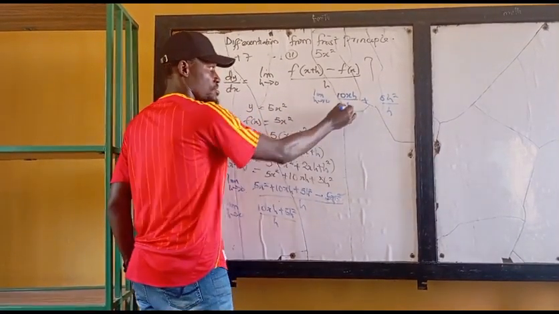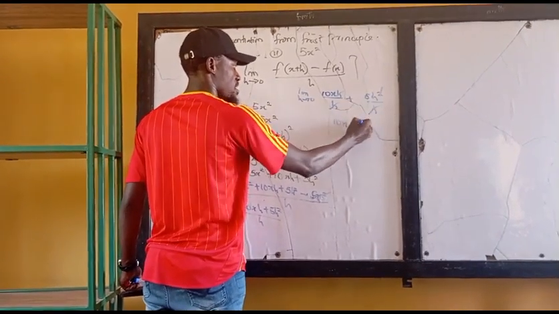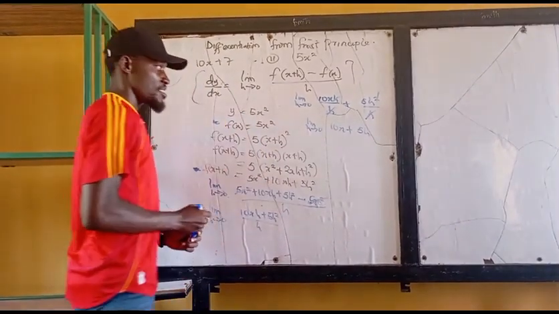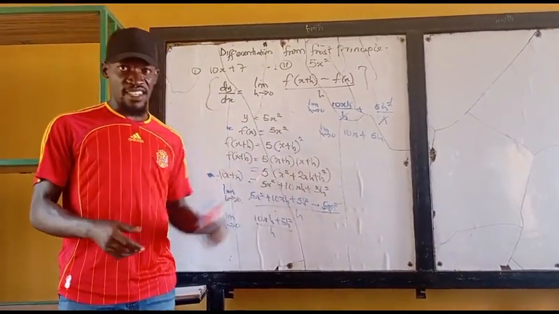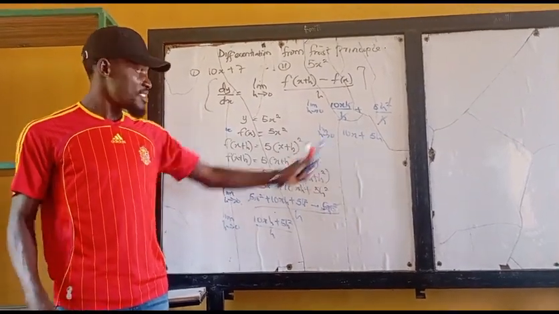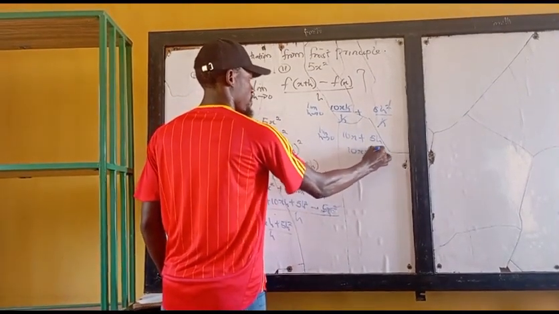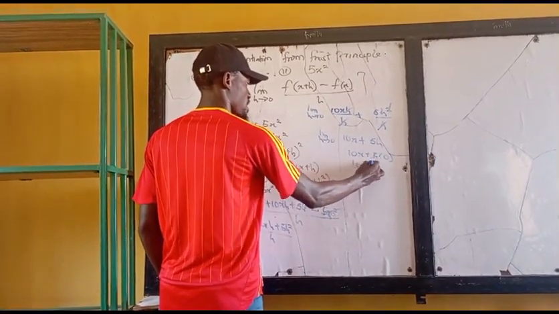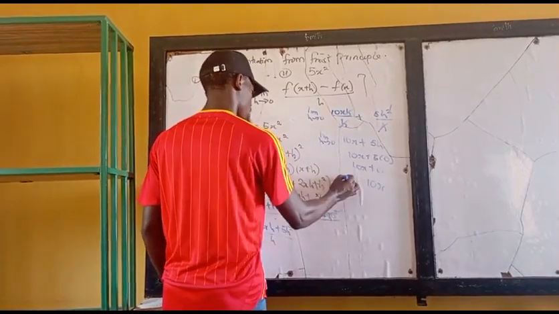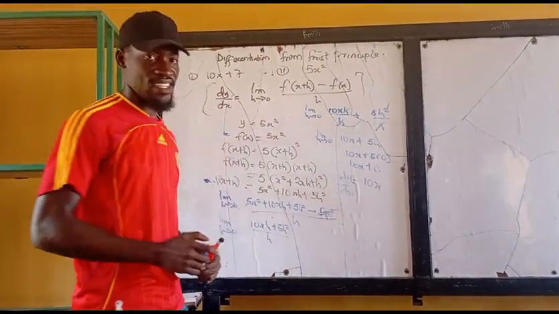Now I can cancel out h, and we are left with 10x plus, cancelling one of each h, 5h, limit as h tends to 0. After cancelling, what's the next thing? Wherever you see h in the equation, just put 0, since h is tending to 0. So we are going to have 10x plus 5 times 0. 5 times 0 is 0. 10x plus 0 gives us 10x. Therefore the derivative of 5x squared equals 10x.